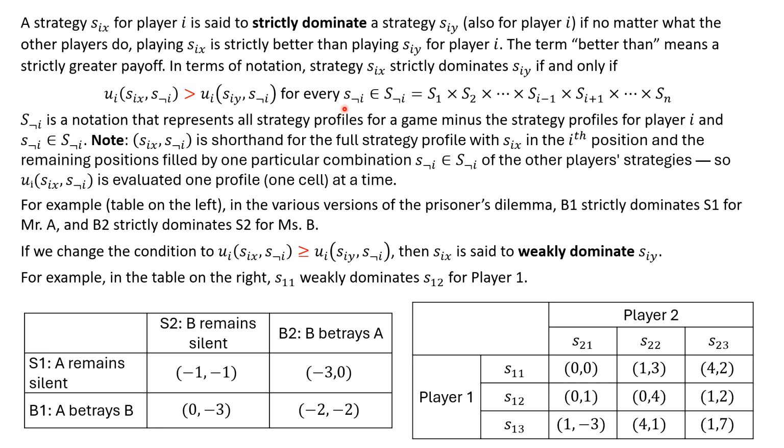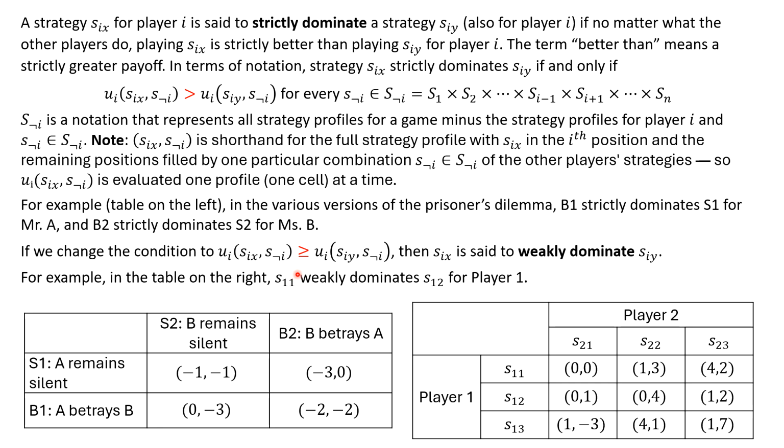So that's the idea. And then we have something called weak dominance, where instead of strictly greater than, you have greater than or equal to. And I have an example of that here. I'm looking at these two strategies here for player 1, S sub 1 1 and S sub 1 2. 0 is equal to 0, 1 is greater than 0, 4 is greater than 1. So we can't say strictly dominant because of the equality here between 0 and 0, but we can say weakly dominant because it only needs to be greater than or equal to.